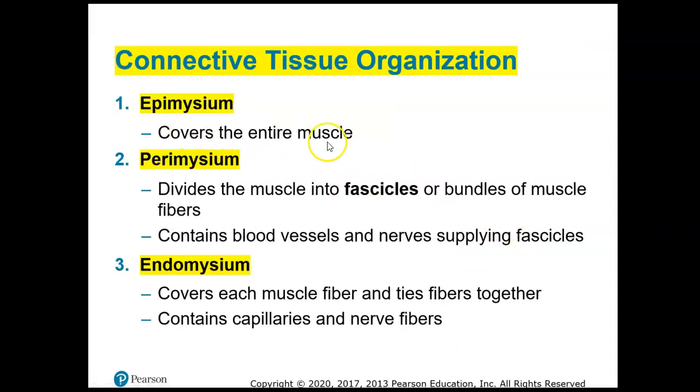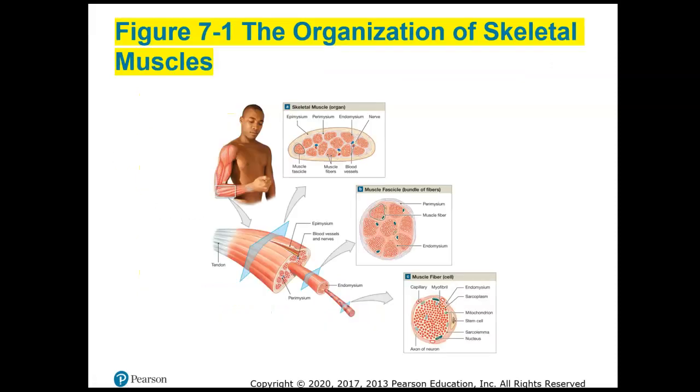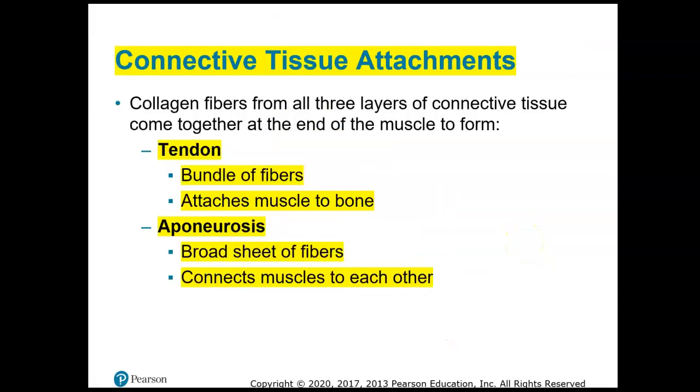Epimysium covers the entire muscle. Perimysium divides the muscle into fascicles, or bundles of muscle fibers, and endomysium covers each muscle fiber. All of that tissue is continuous and blends in, forming a continuous layer of connective tissue that ends up becoming a tendon.